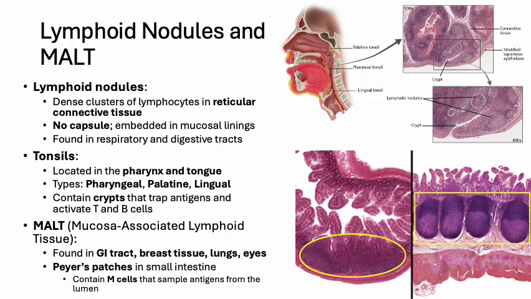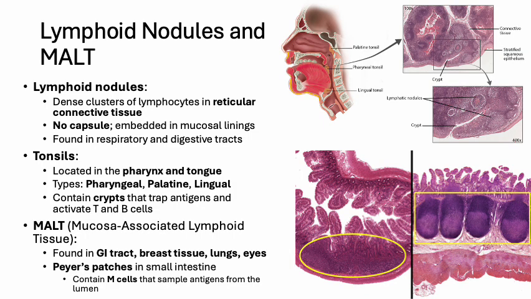In addition to lymphoid organs, the lymphatic system includes lymphoid nodules and MALT, or mucosal-associated lymphoid tissues, which are critical for immune defense in areas of the body routinely exposed to environmental pathogens. Lymphoid nodules are small, dense clusters of lymphocytes embedded in reticular connective tissue. Unlike organs such as the spleen and the lymph nodes, nodules are not enclosed by a capsule.